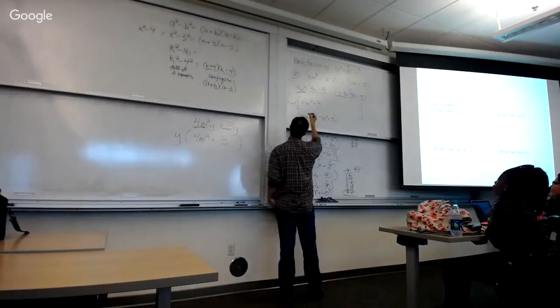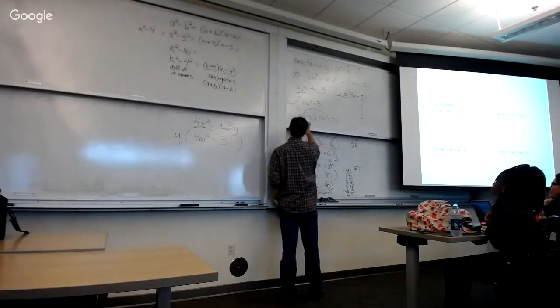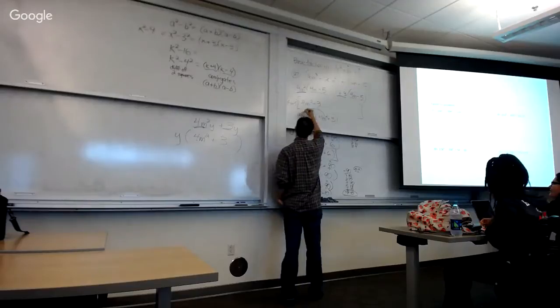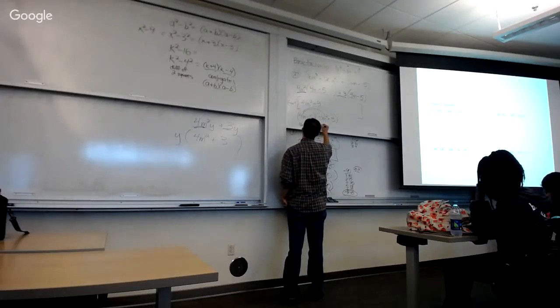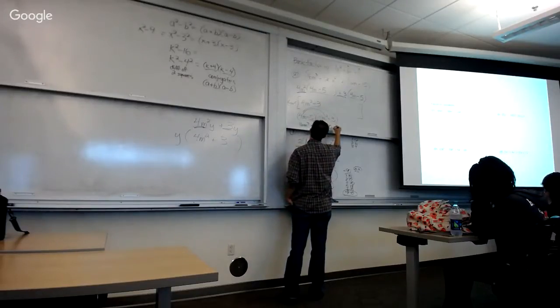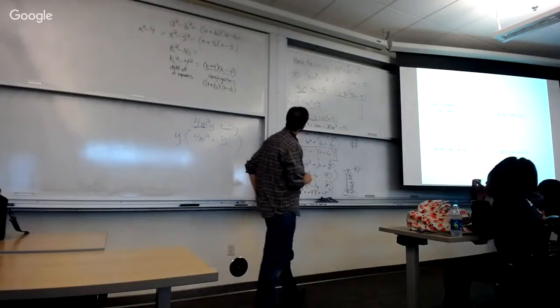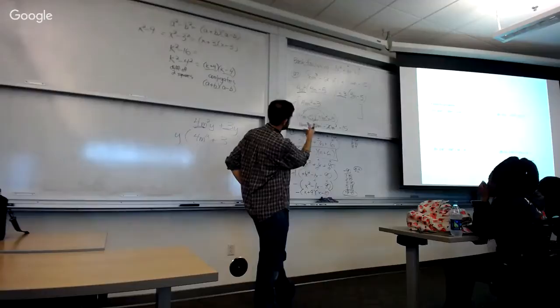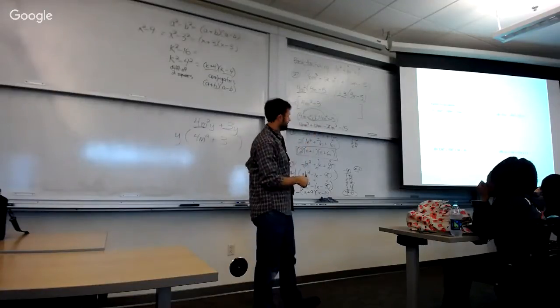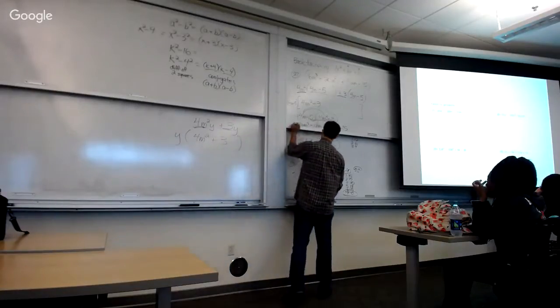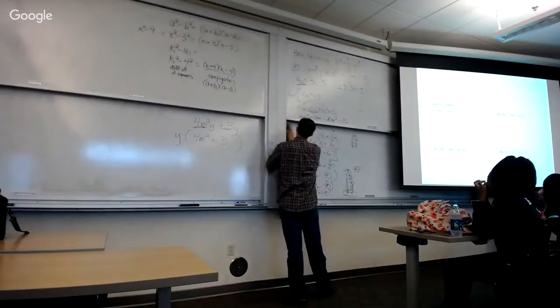Okay, so FOIL. First, that's 16m cubed. Outer, that's 12m. Inner, that's minus 20m squared. Last, minus 15. Is that the original problem? Yeah, the two terms are mixed, but yeah, it's the original problem. So the answer is correct. So that's called factoring by grouping.